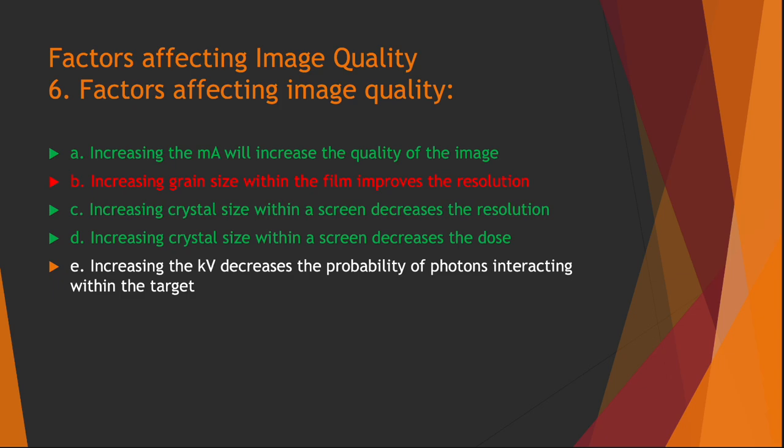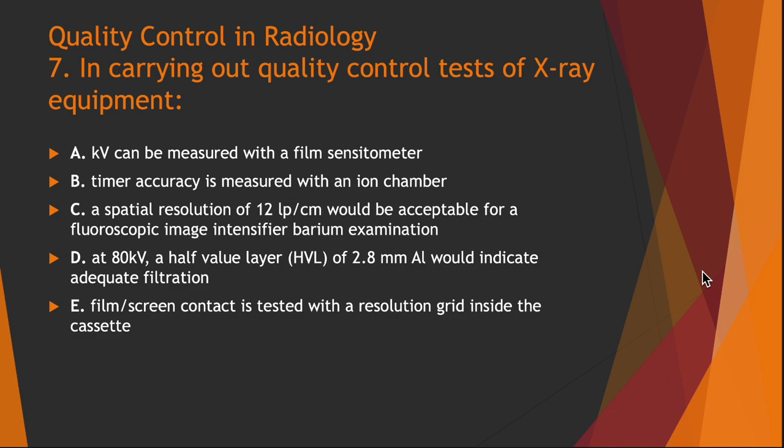Increasing the kV decreases the probability of photons interacting within the target. True, because the probability of the photoelectric effect decreases with the cube of the photon energy. This one should be remembered. This is one formula which is given in physics books. So the Compton scatter does not change significantly with increasing photon energy. However, the probability of the photoelectric effect decreases with the cube of the photon energy.